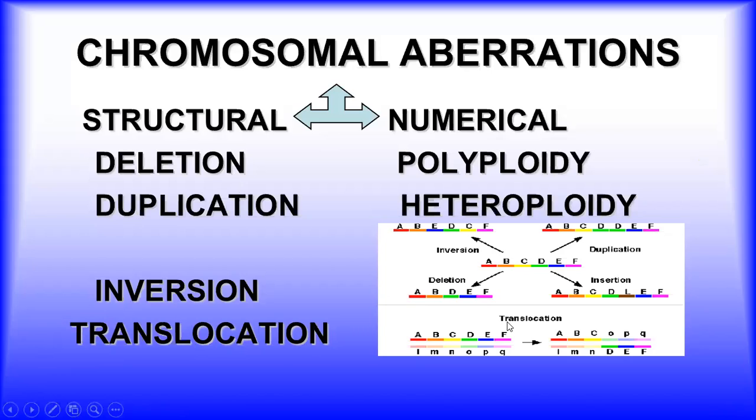In this diagram, you can see all the structural chromosomal aberrations at a glance. This is deletion, duplication, inversion, insertion, and translocation. Insertion is not in your syllabus. You have four types: deletion, duplication, inversion, and translocation.